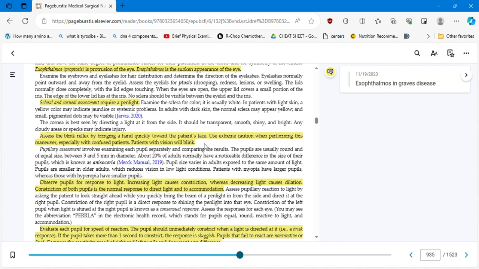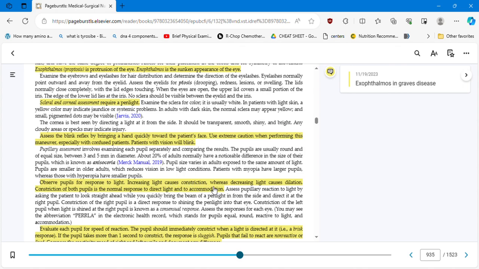I really doubt the doctor is going to allow you to use the penlight and do the blink reflex and this and that. But if the doctor has trained you, you can do it, but I'm sure the doctor is going to repeat the assessment. Observe pupils for response to light.